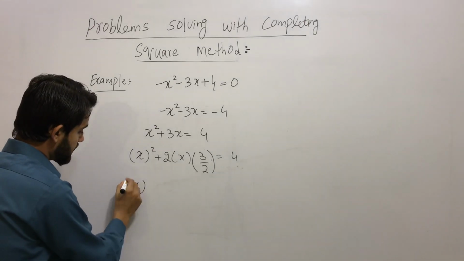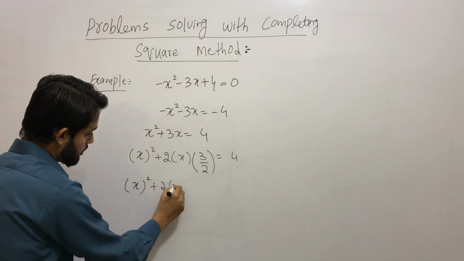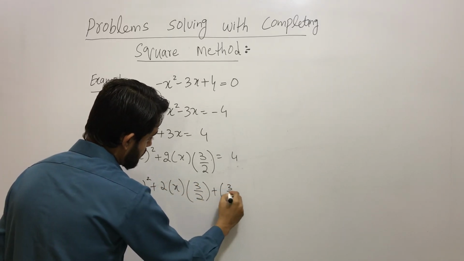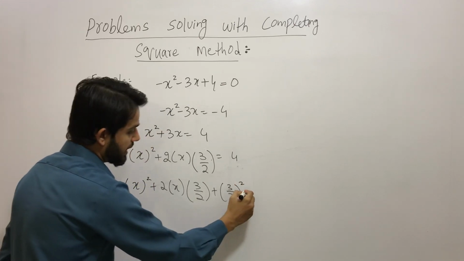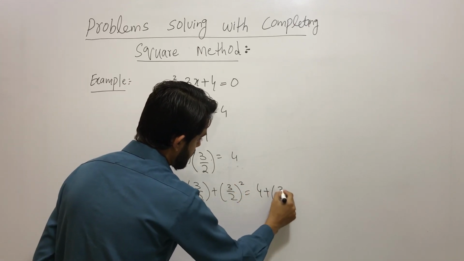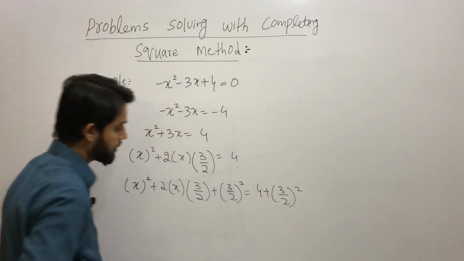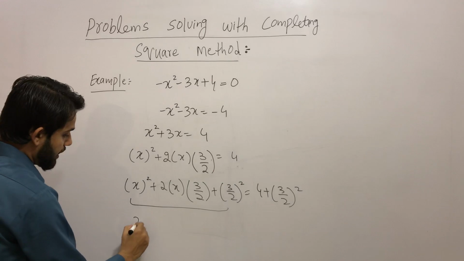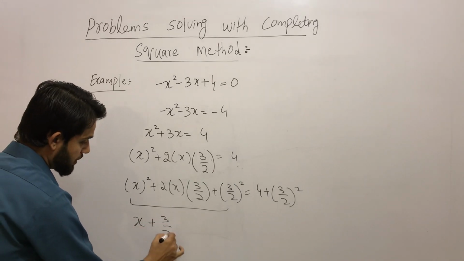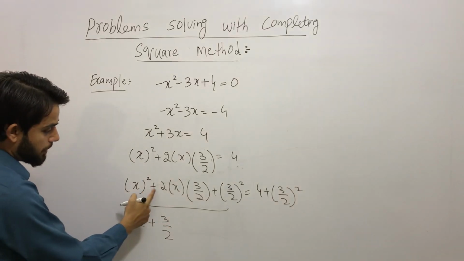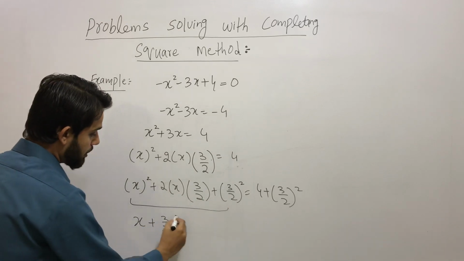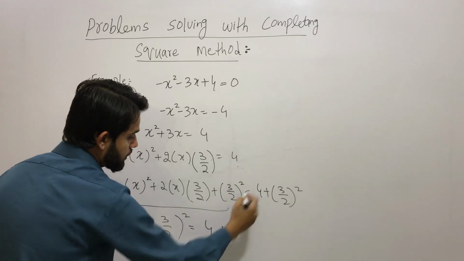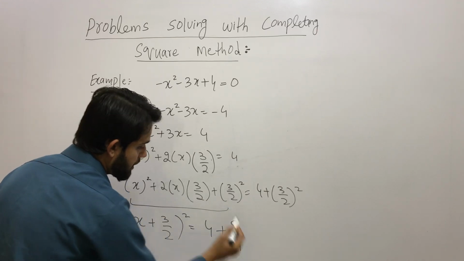So again the same step: 2 into x into 3 over 2 plus 3 over 2 which is your b square, and we are adding on both sides of the equation 3 over 2 square. Now this whole will become your formula for x plus 3 over 2. Why? Because a square plus 2ab plus b square will be a plus b whole square, equals to 4 plus 3 square will be 9 and 2 square will be 4.